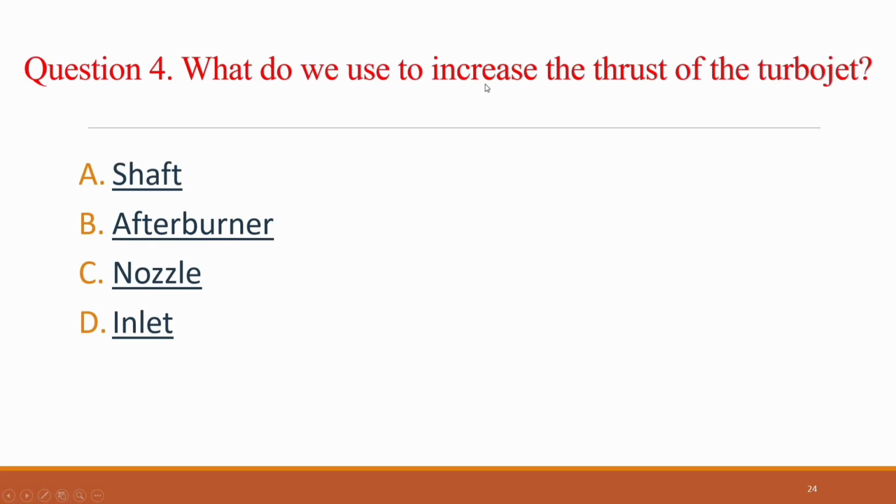Question 4. What do we use to increase the thrust of the turbojet? The correct answer is afterburner.